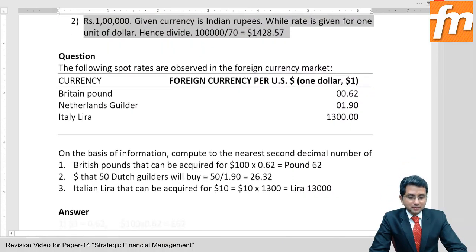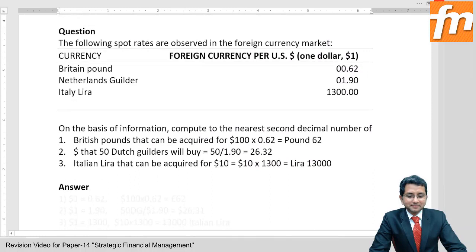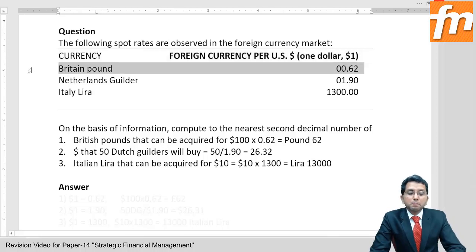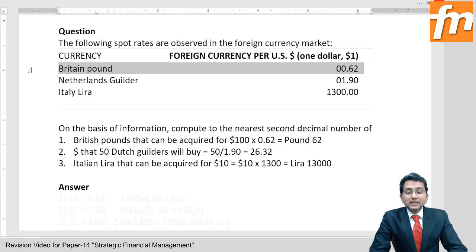Let's apply this concept to a question. The following spot rates are observed in the foreign currency market. In the first column, the name of the currency is given. In the second column, the rate of exchange is given in terms of foreign currency per US dollar. So this is British pound and the rate is 0.62. It means $1 is equal to 0.62 pound.